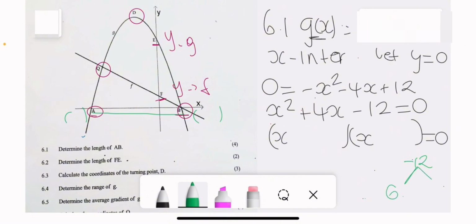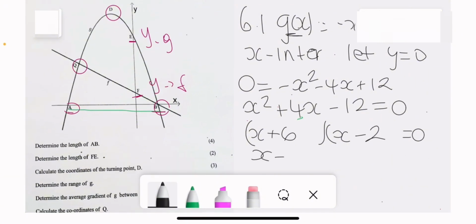The 6 and the 2. Then the 12 is negative and the 4 is positive. That simply means the 6 must be positive and the 2 must be negative. So positive 6, negative 2. x = -6 or x = 2. We now have the x-intercepts of A and B.